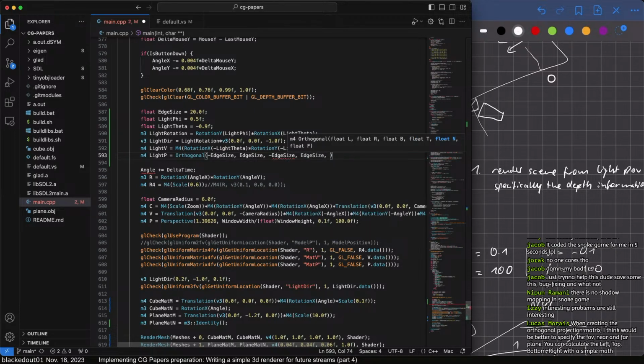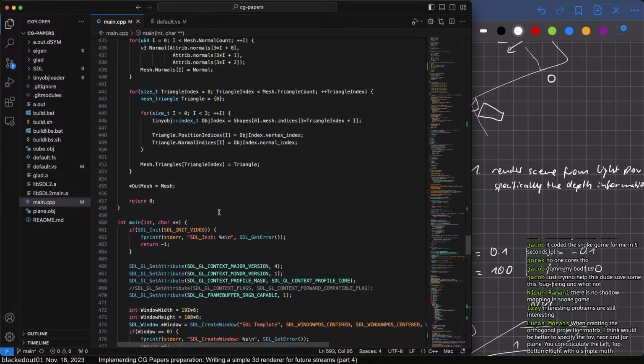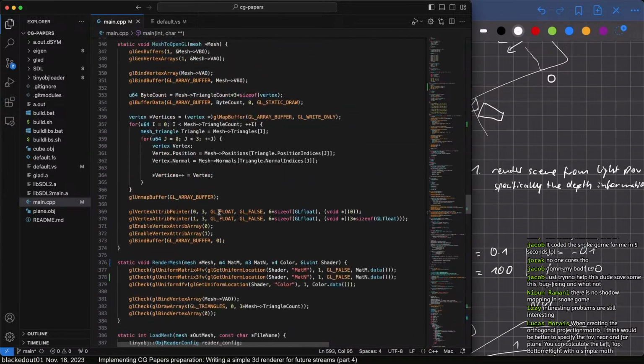And the near value should also be smaller than the far value. So that's basically how to create this. When creating the orthogonal projection matrix, I would think it would be better to specify... yeah, so that's what we actually did for the projection matrix.